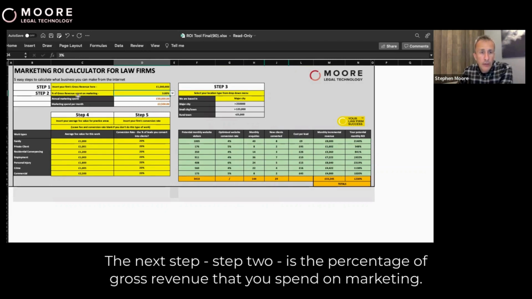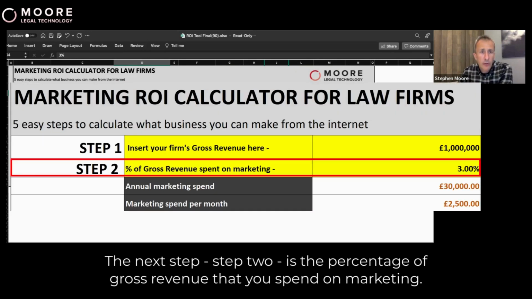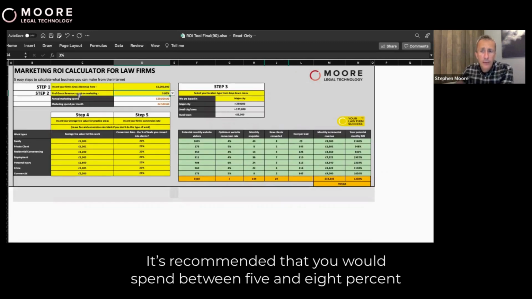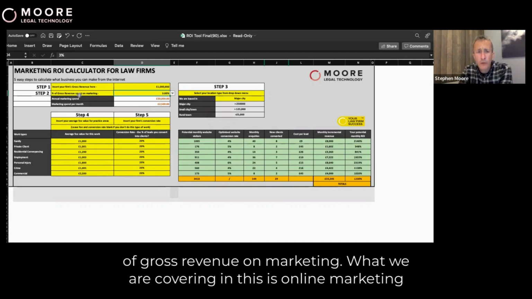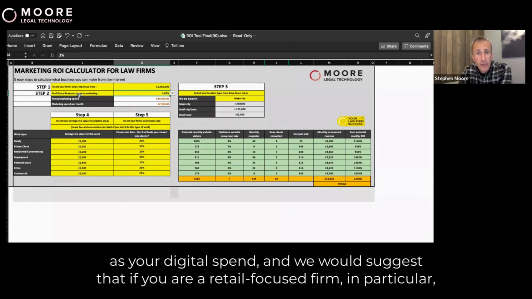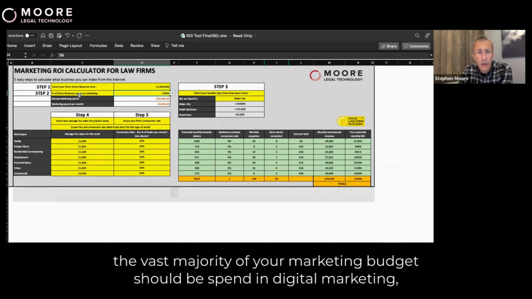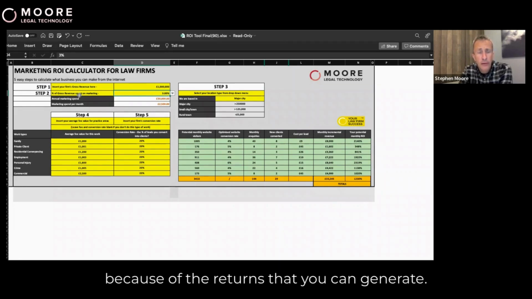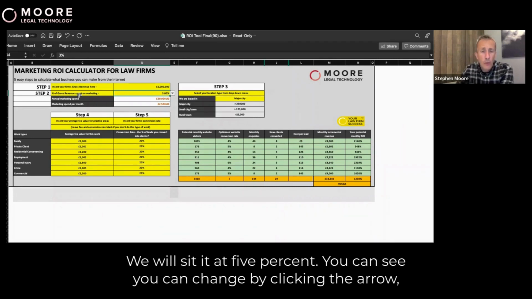The next step, step 2, is the percentage of gross revenue that you spend on marketing. Now, it's recommended that you would spend between 5 and 8% of gross revenue on marketing. What we are covering in this is online marketing, your digital spend. And we would suggest that if you are a retail focused firm in particular, the vast majority of your marketing budget should be spent in digital marketing because of the returns that you can generate. If you say 5 to 8, we'll set it at 5%.